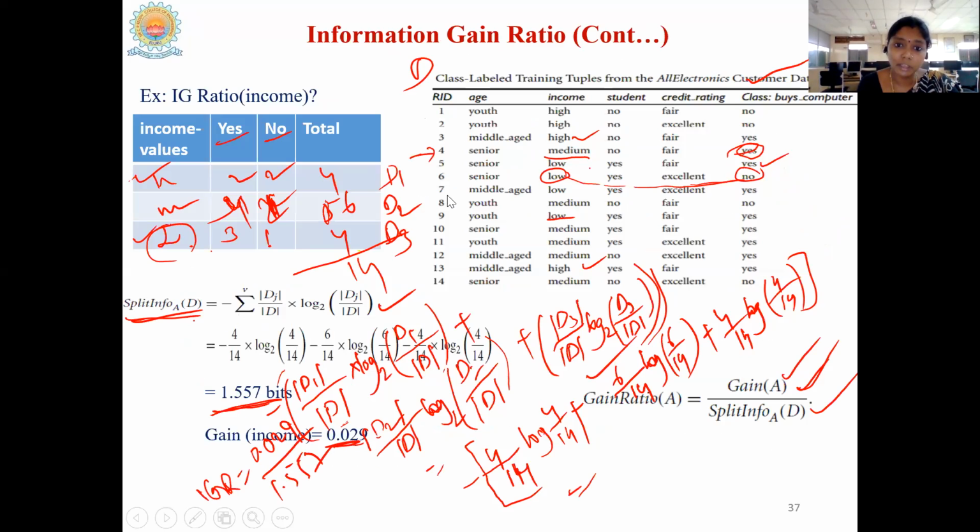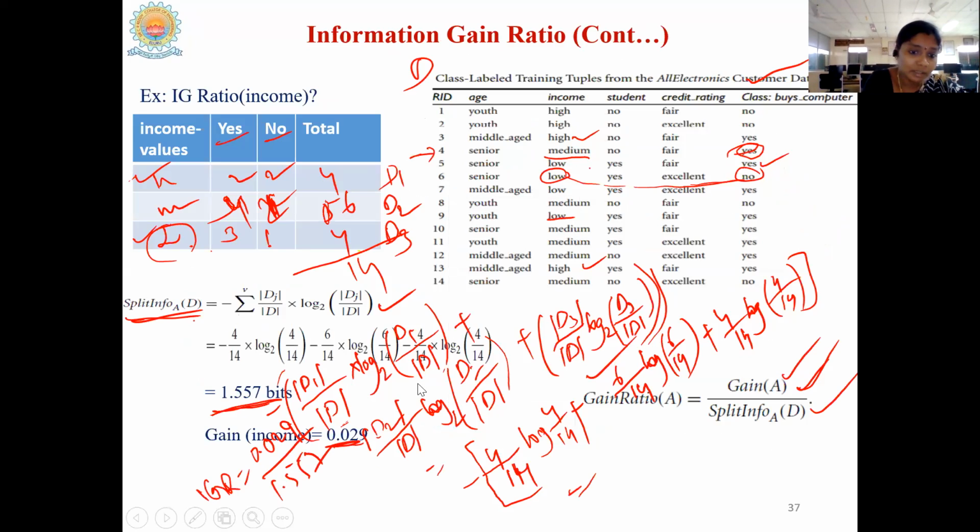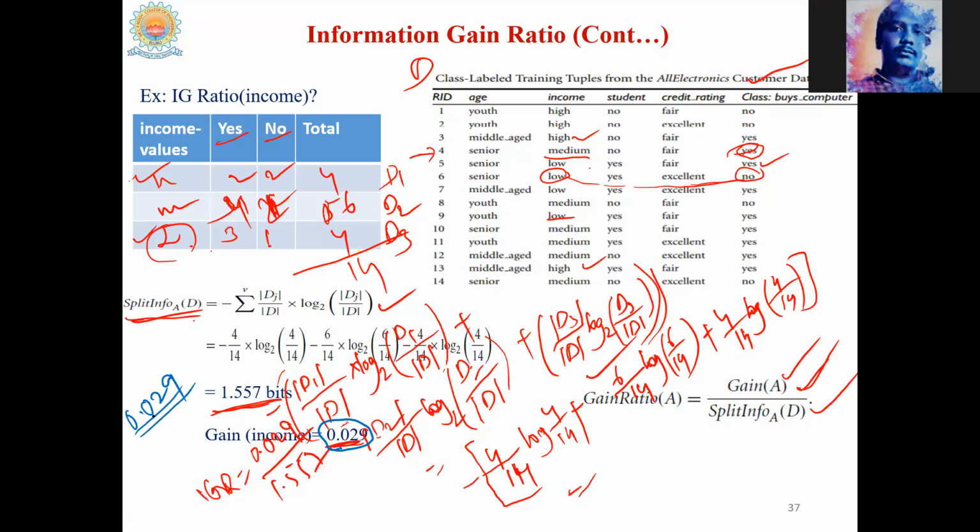For the sake of understanding, I will clear. Okay. Hope this is clear. So here is the value. What is that value? 0.029, madam. How did it come? Just by dividing the gain value of income by the split information value, which we got as 1.557. Gain value of income we have taken from the previous class session, because in the previous class section we have different values. So now it's time for the assignment, announcing the assignment.